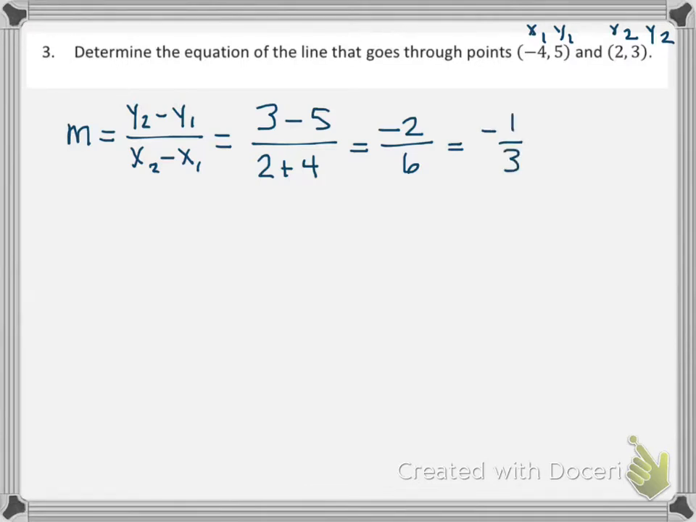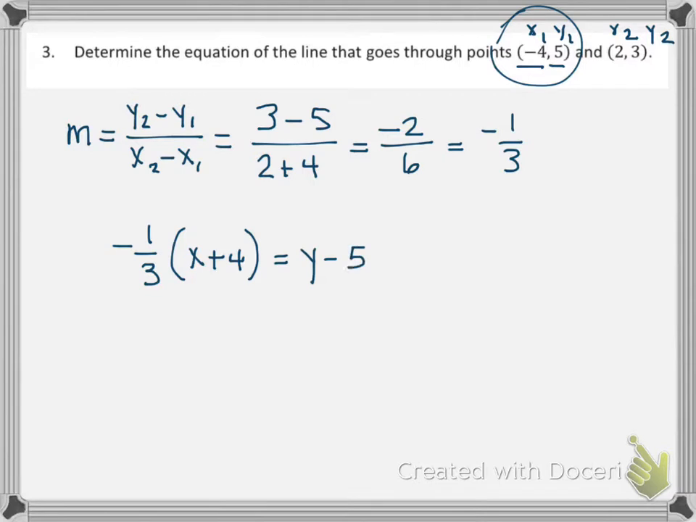So now I have slope, and then I just need to use one of those points. Let's use this one. Slope, which is, we know that, it's -1/3, times x minus our x is a -4, so that makes this +4, is equal to y minus our y is a 5. And there we go, -1/3 times quantity x plus 4 equals y minus 5. That is the point slope equation for that line.